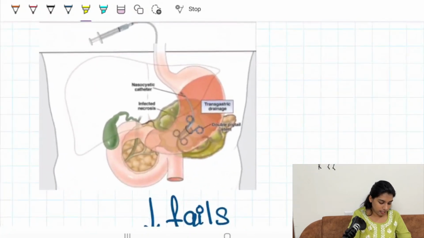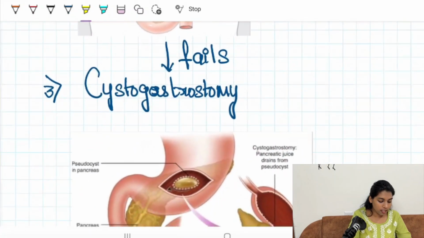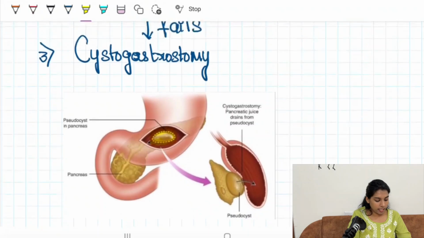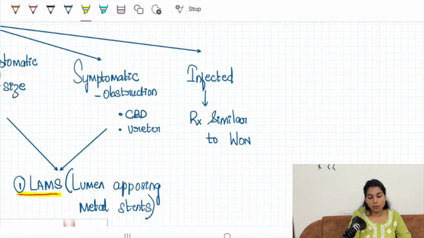So what is transgastric stenting? Again, we put in an endoscope and then we create a fistula between the wall of the pseudocyst and the stomach, and we put in pigtails. Right? This is transgastric stenting. However, if this also fails, we go to a surgical procedure, that is a cystogastrostomy, where we create an opening in the wall of the stomach and connect it to the wall of the pseudocyst. So this is the final thing we do for a pseudocyst. However, if it is an infected pseudocyst, we treat it similarly to a walled-off necrosis.